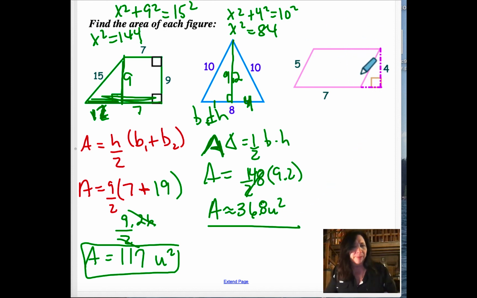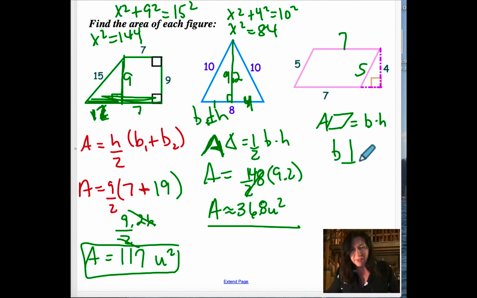This is a parallelogram. Parallelograms, opposite sides are congruent. So that's 7, that's 7, that's 5, that's 5. The area of a parallelogram is different because it's base times height. However, the base has to be perpendicular to the height. So you may be asking, hey, why did they give me 4? Or maybe you're asking, why did they give you 5? They did that because the base has to be perpendicular to the height.